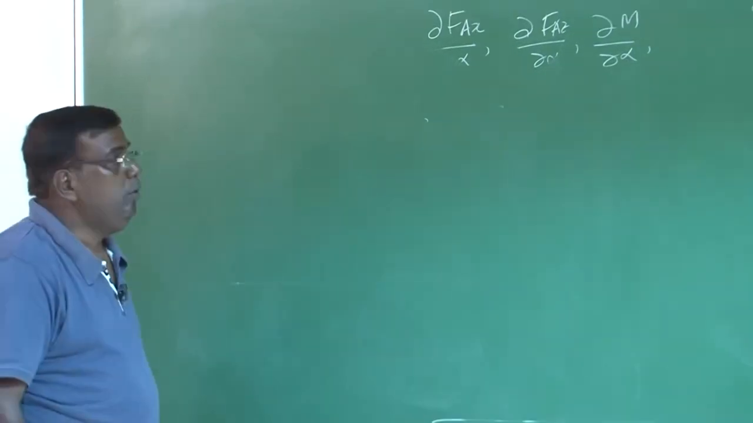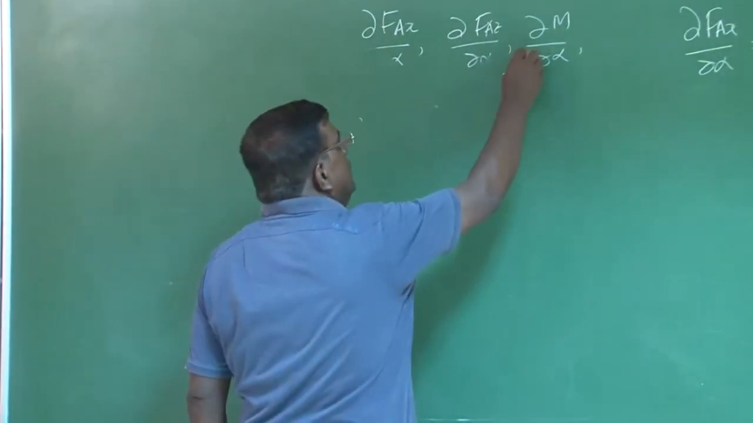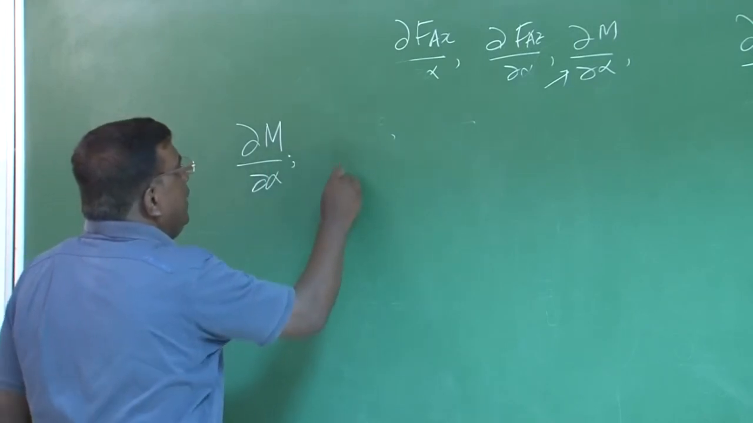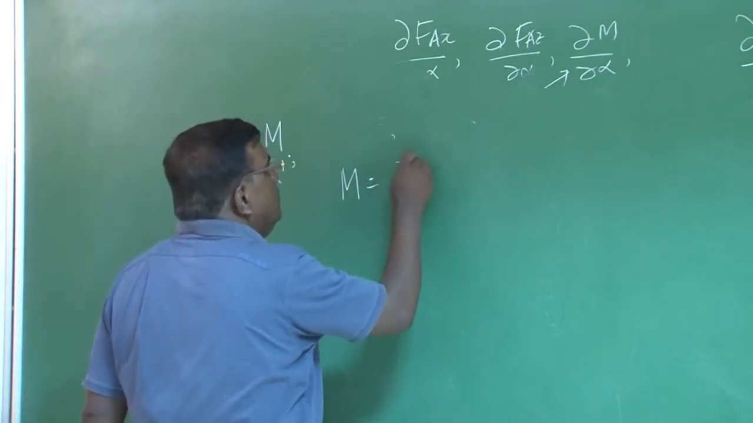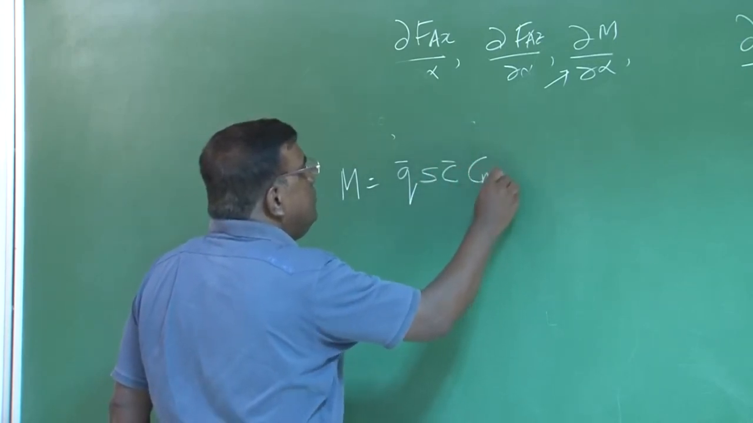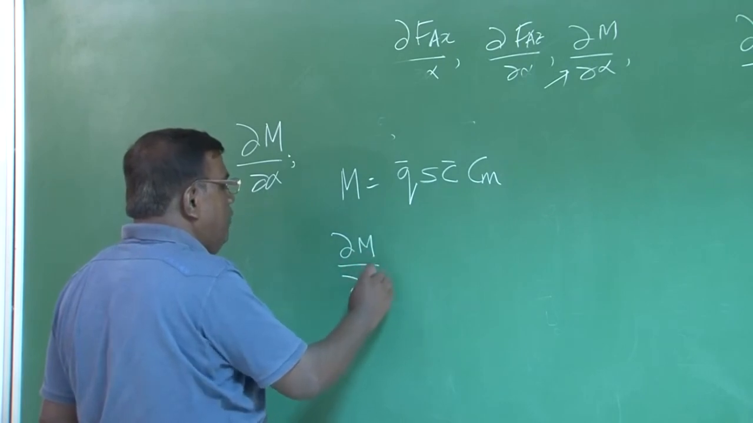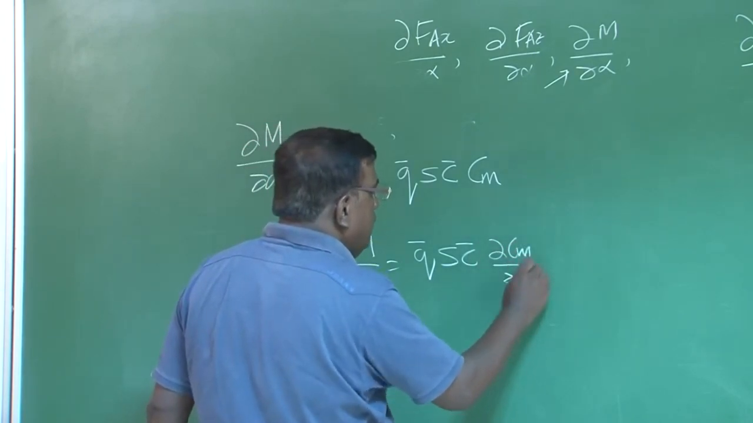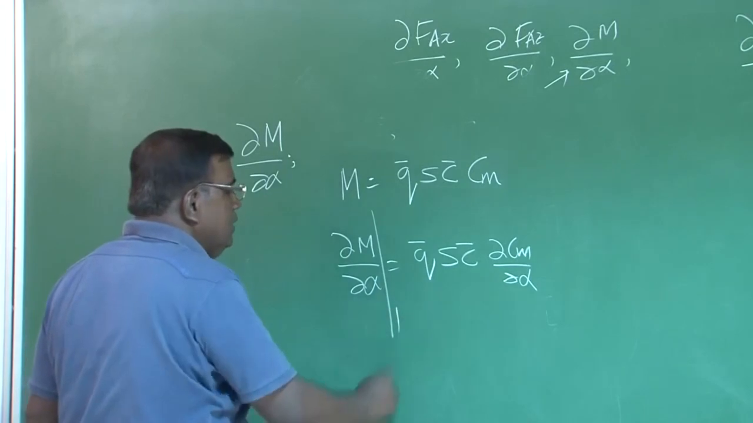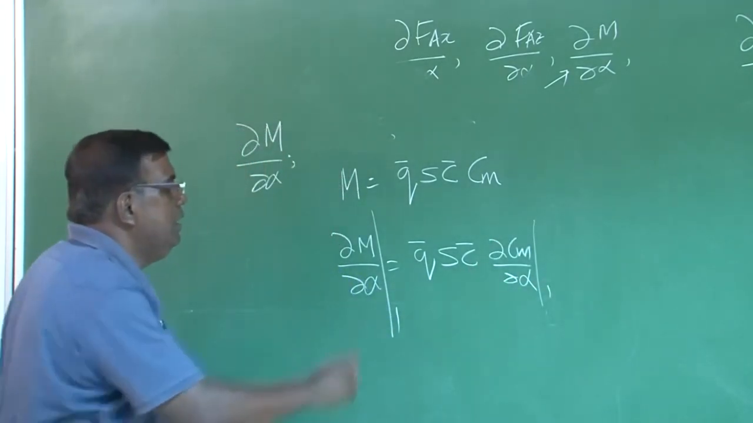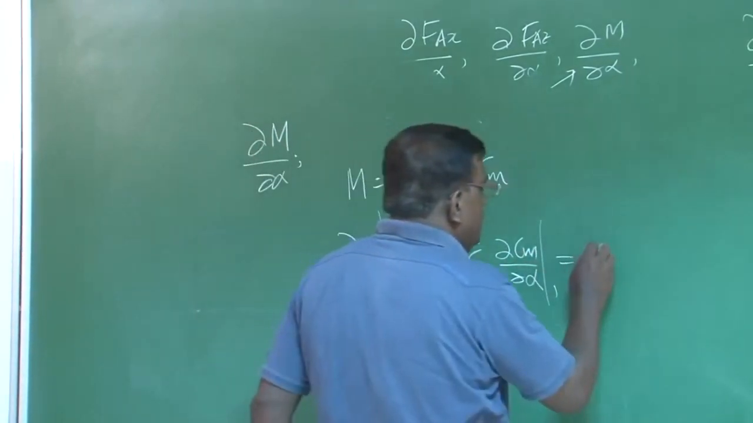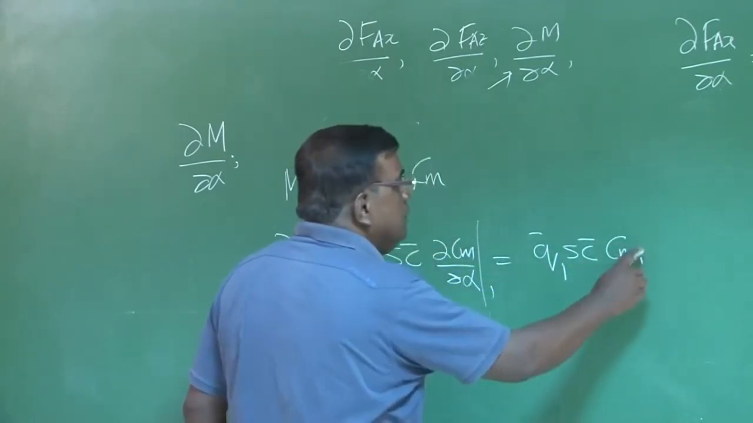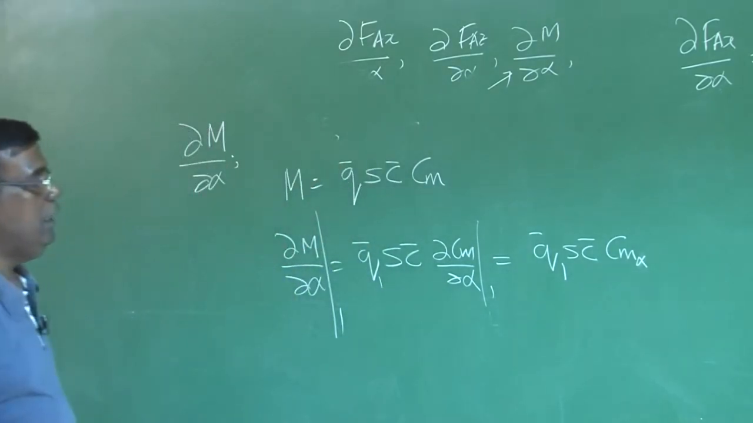dm by d alpha. Now we'll try to find the derivative dm by d alpha, which is very straightforward. You know, m I can write as q bar s c bar cm. So dm by d alpha, a partial derivative, will give me dcm by d alpha. And when I evaluate this at steady state, this becomes q1 bar s c bar cm alpha. And what is cm alpha of the airplane?